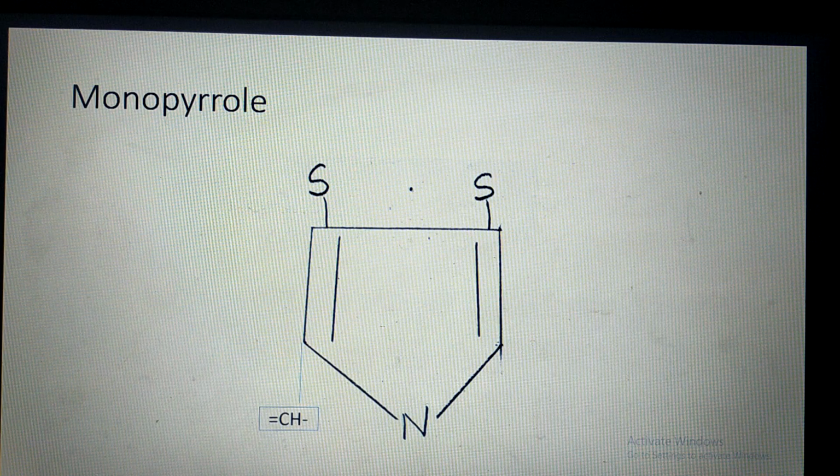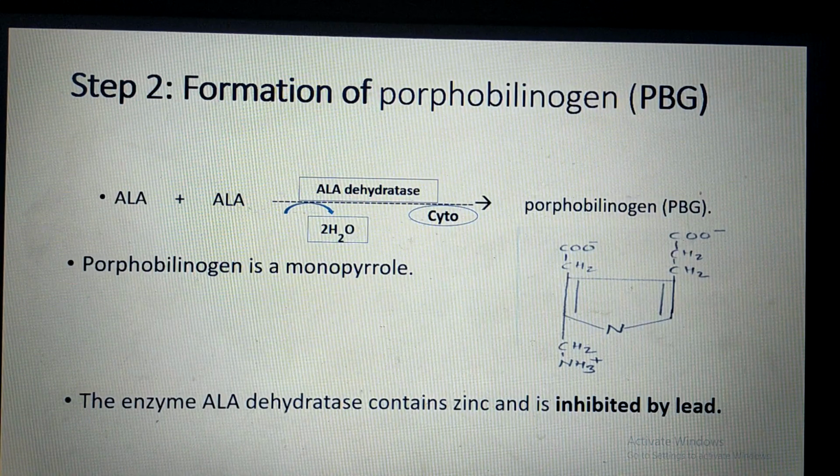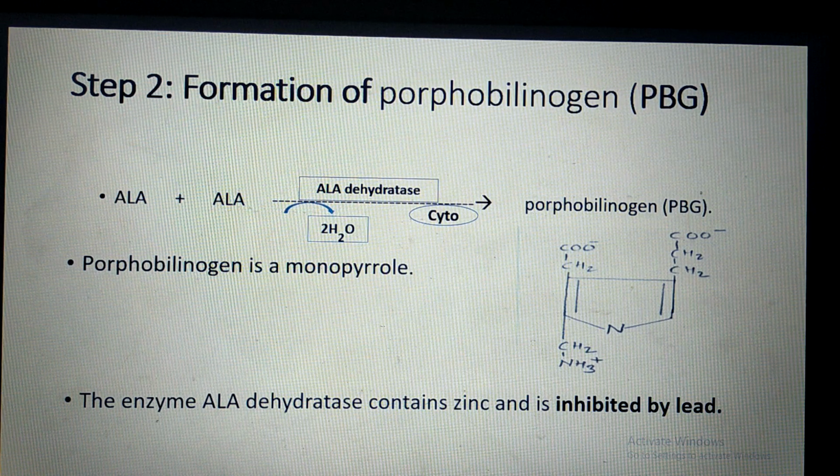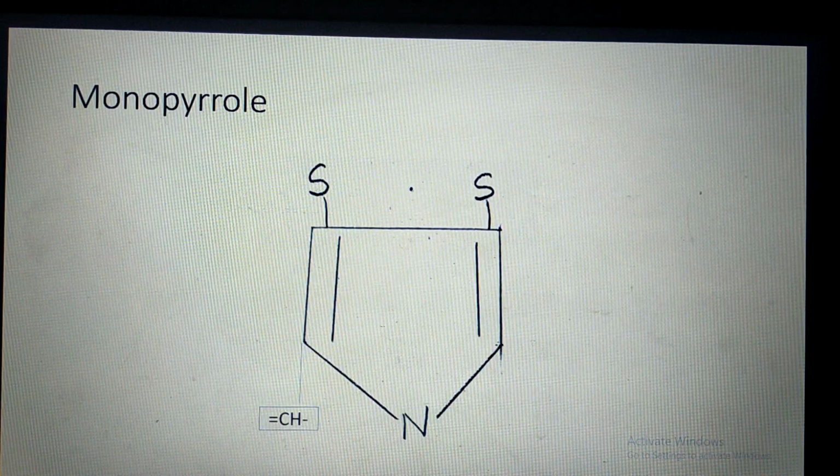This is the monopyrrole ring seen in the hemoglobin structure. This is the porphobilinogen which is synthesized in the second step. The difference is here, if you see, an amino group is extra, and at the same time you will have methylene bridges here, instead of which the monopyrrole has methenyl bridges.